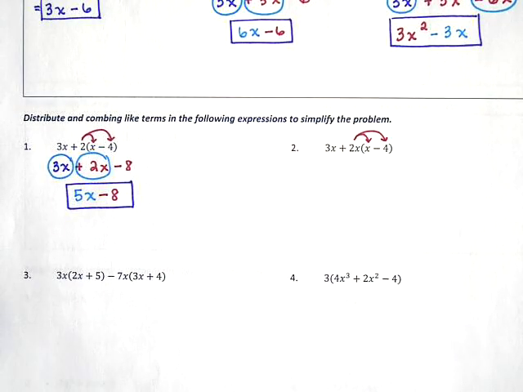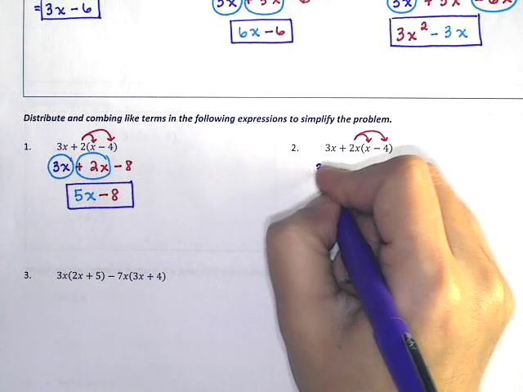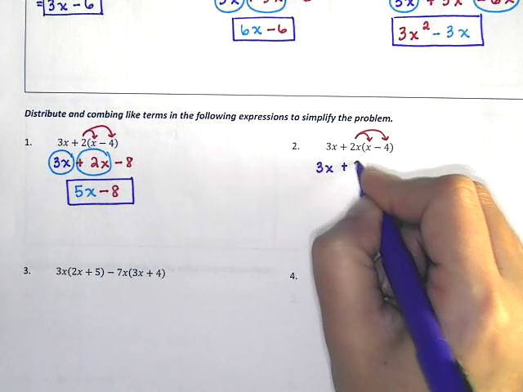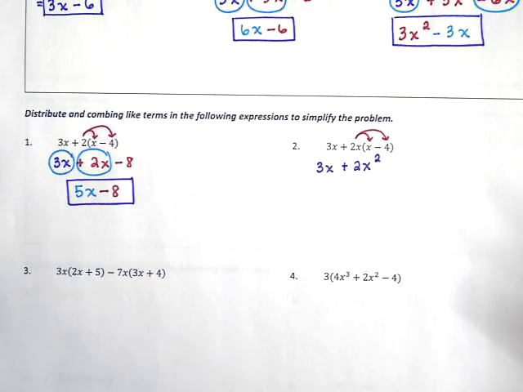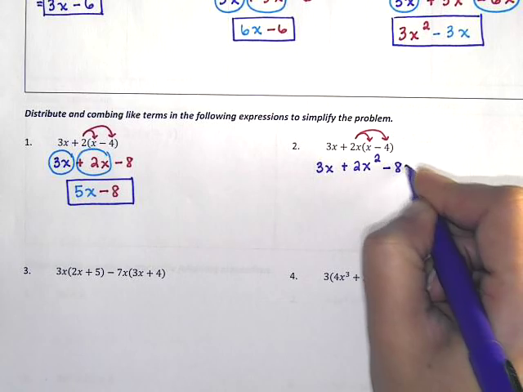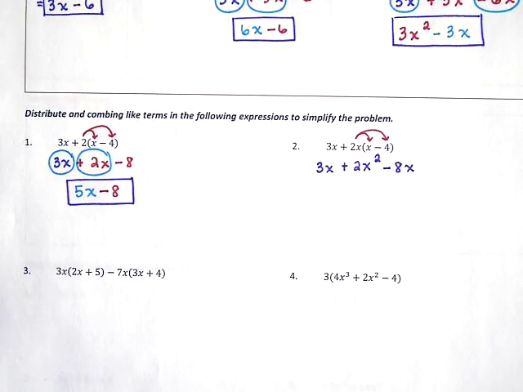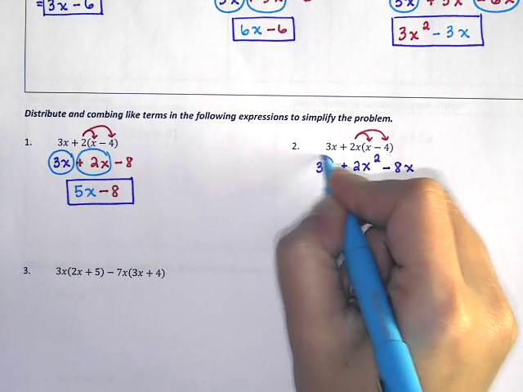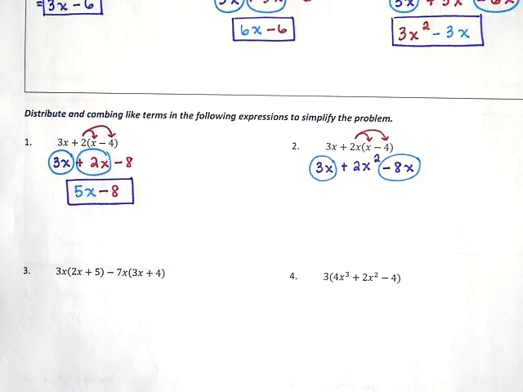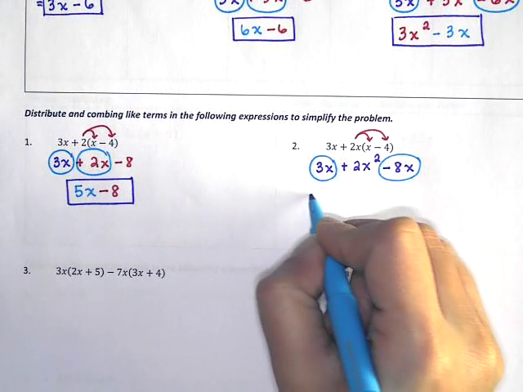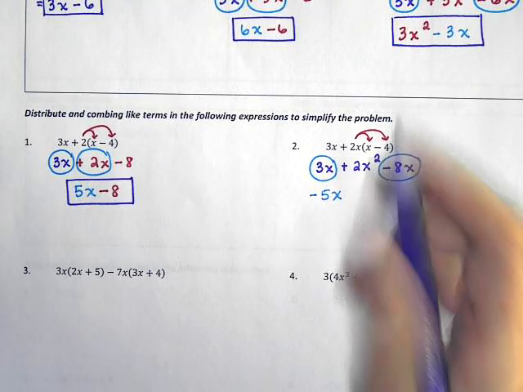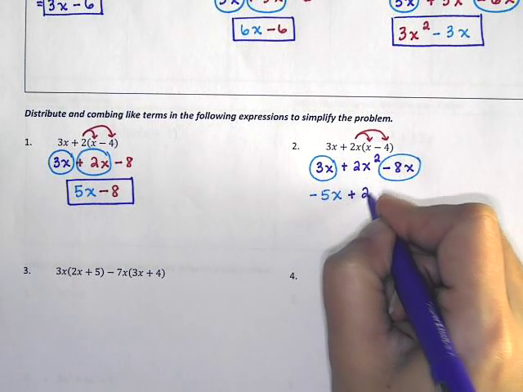Now I'm going to drop down the 3x. I'm not going to change it. 2x times x would be 2x squared. And 2x times negative 4 would be minus 8x. Now I'm going to look for like terms. So the 3x and the negative 8x are like terms. I can combine those and make negative 5x, and then I would drop down the 2x squared.